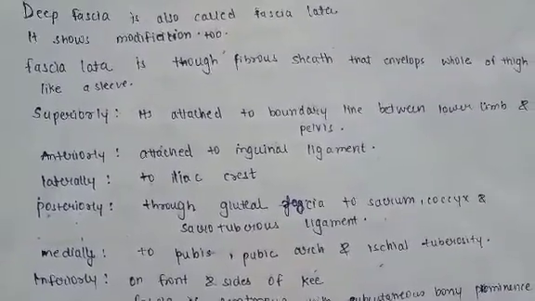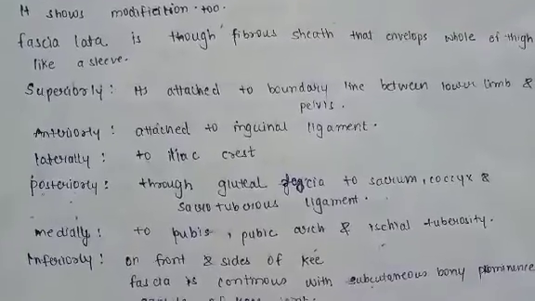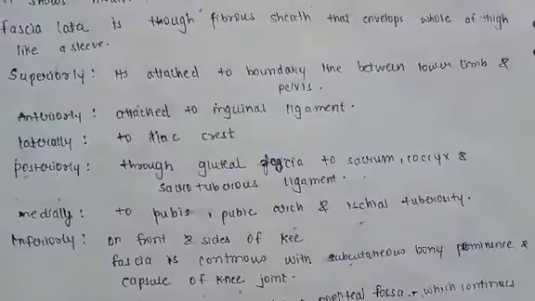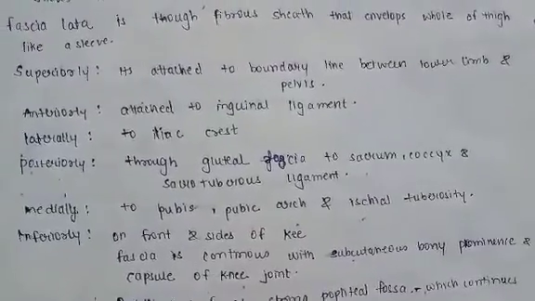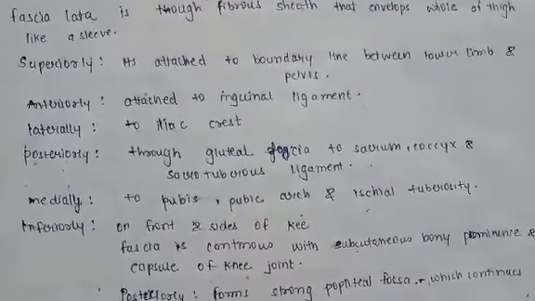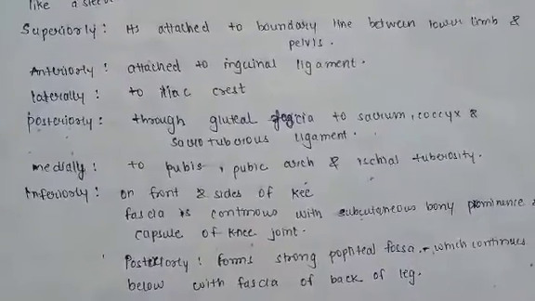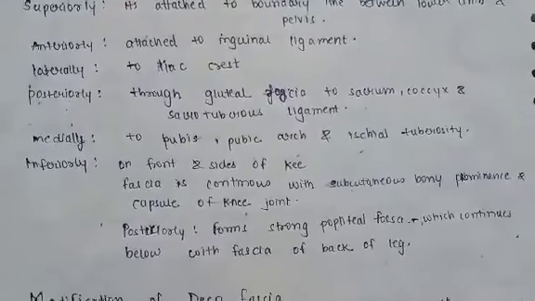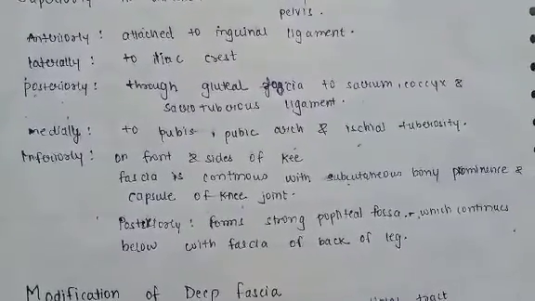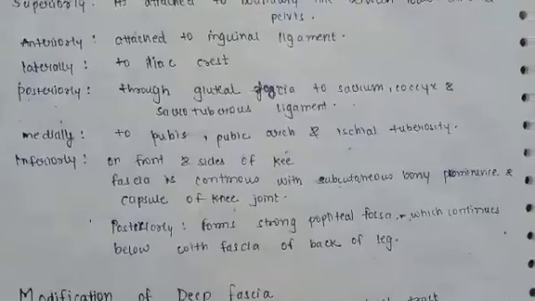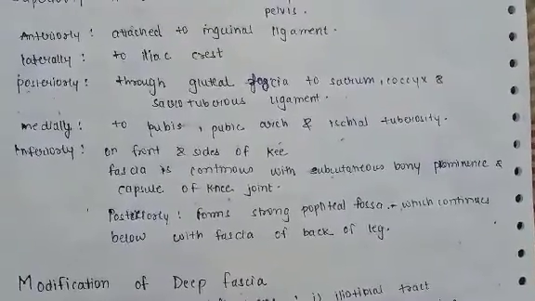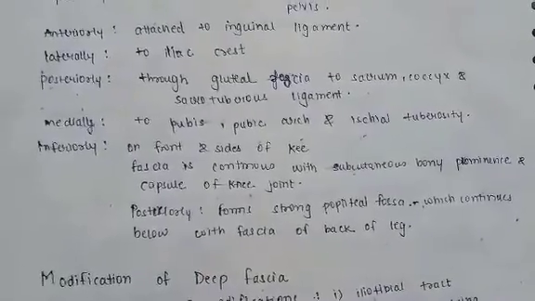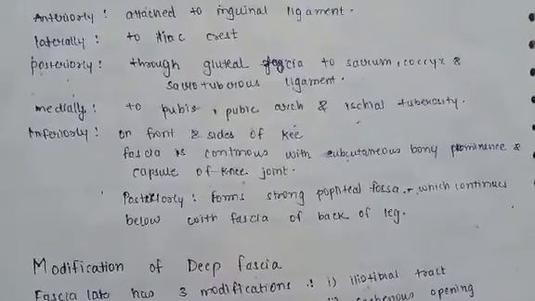Laterally it is attached to the iliac crest. Posteriorly, there is gluteal fascia that connects it with the sacrum, coccyx, and the sacrotuberous ligament. Medially, it is attached to the pubic arch, pubis, and the ischial tuberosity. Inferiorly, it is attached around the front and sides of the knee, and the fascia is continuous on the posterior side as the popliteal fossa, and then continues in the lower side of the leg as the fascia.